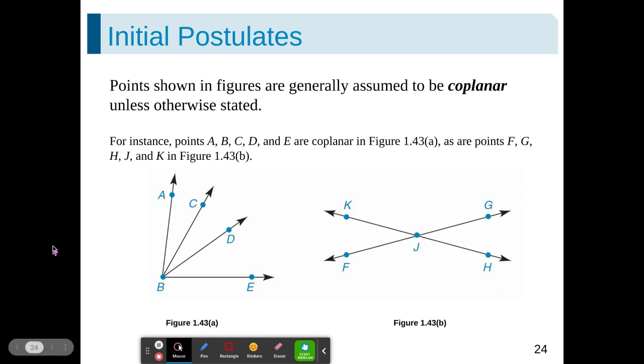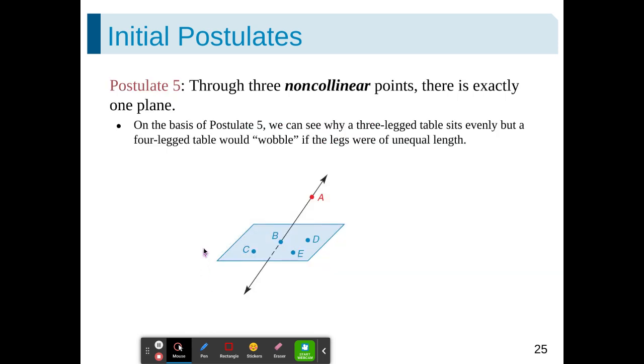See, points shown in figures are generally assumed to be coplanar. So if I draw an angle like we see here in figure 1.43A and 1.43B, if I draw angles like this, then it's assumed that those are coplanar. So it's kind of just a little vocabulary piece. All right, and then we're kind of breaking back through. So we're just going through these postulates.